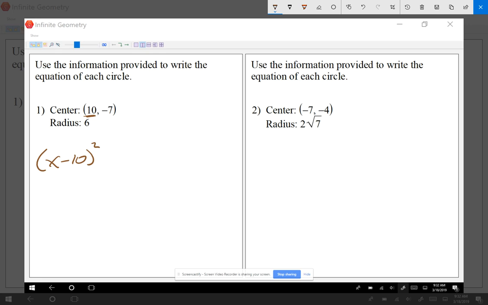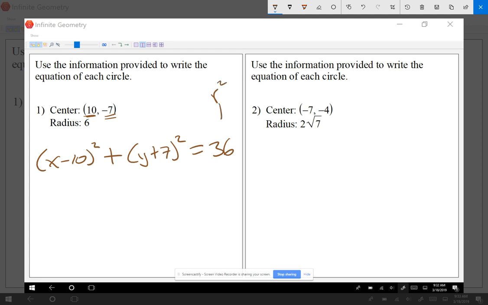To begin with, notice I switched the sign from a positive 10 to a minus 10. I see that the y value is negative 7, so I'm going to write y plus 7 squared. Notice I switched the sign on it as well. So I have two parentheses. In between them, I'm going to write a plus sign. And then I'm going to write this is equal to 36.